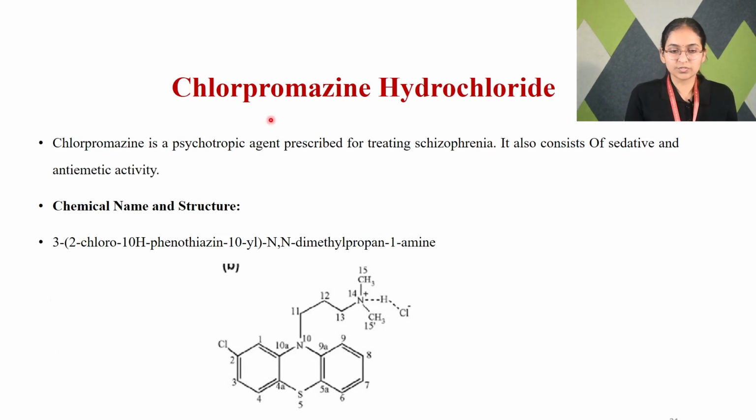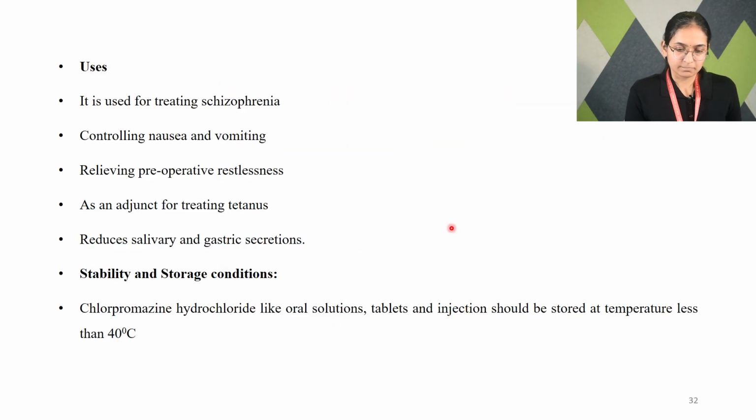Here is the first drug of this category, that is chlorpromazine hydrochloride. This chlorpromazine hydrochloride is a psychotropic agent prescribed for treating schizophrenia. It also has sedative and antiemetic activity. Here is the structure of this chlorpromazine hydrochloride, where the chemical name is 3-(2-chloro-10H-phenothiazin-10-yl)-N,N-dimethylpropan-1-amine. Here are the uses.